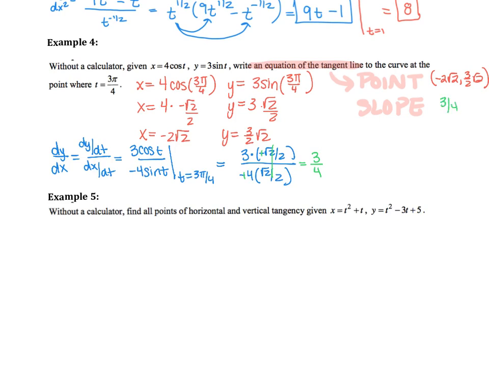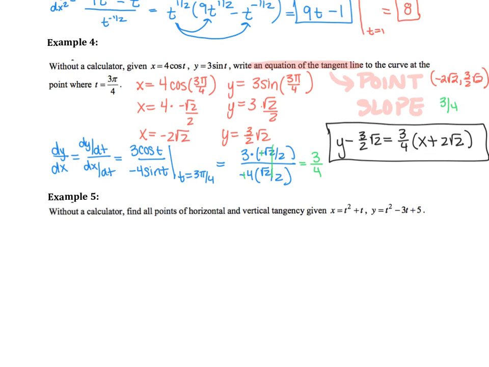So now the only thing left for me to do is put it all together for my tangent line, and I'm going to use point slope form. I'll have y minus 3/2 root 2 equals my slope, 3/4, times x minus a negative 2 root 2. And so there's the equation of my tangent line for this parametric curve.